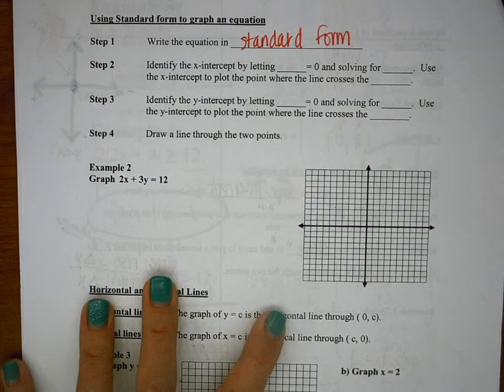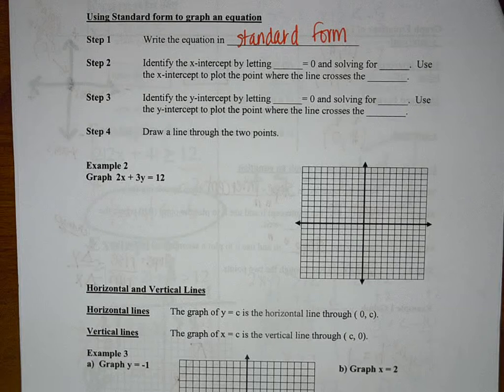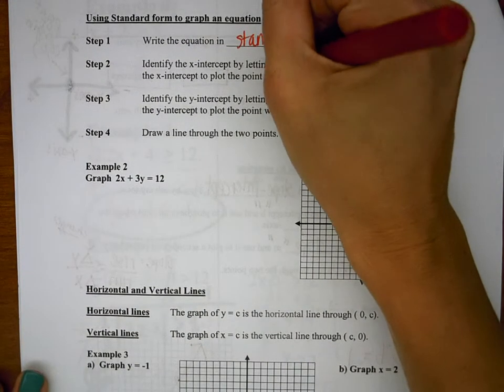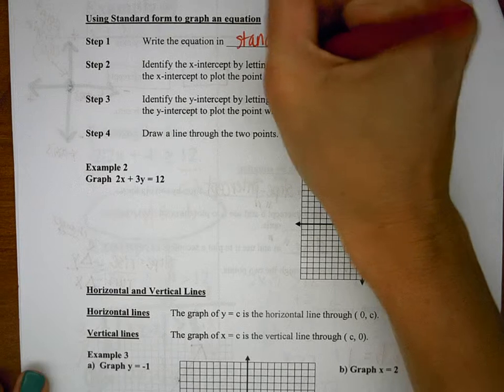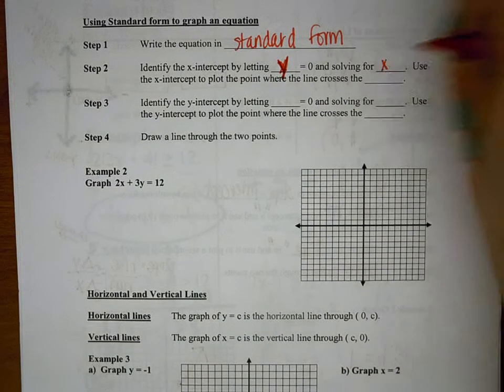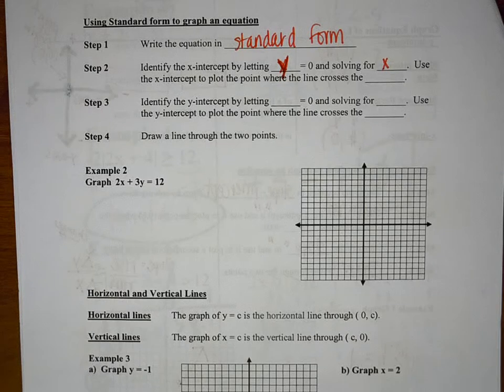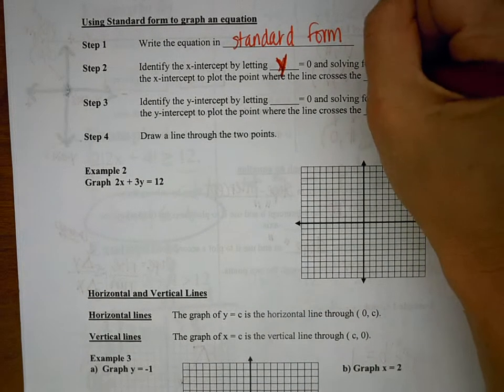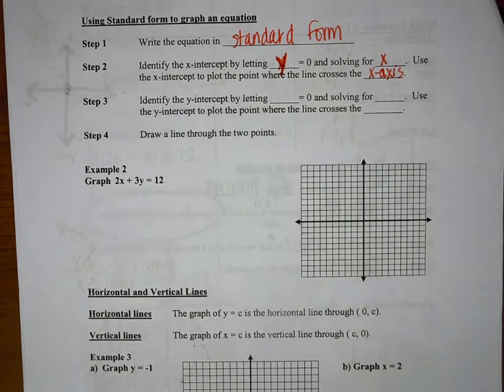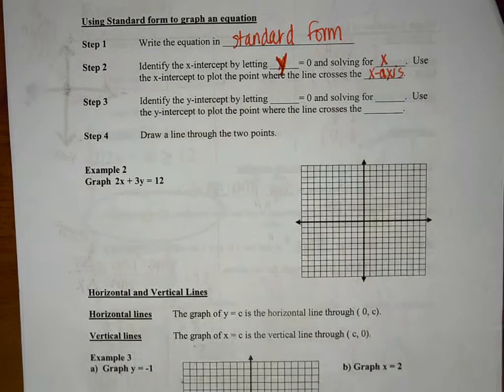With standard form, you then need to identify the x-intercept by letting y equals 0 and solving for x. That's right. Use the x-intercept to plot the point where the line crosses the x-axis. So let's go ahead and stop here and do what they just told us to do.